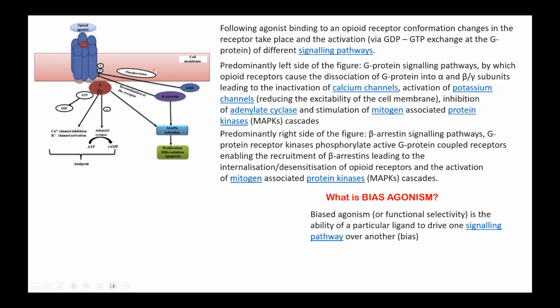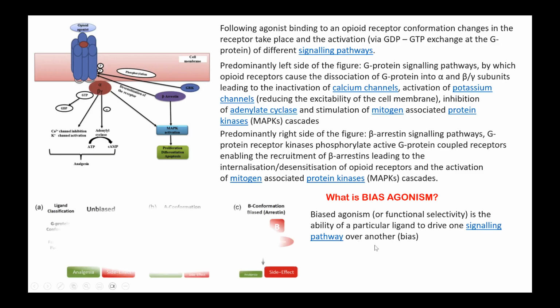On the contrary, some drugs have a majority effect on the right-hand side, beta arrestin stimulation, which may result in the other effect, and that is what is called biased agonism. Whether it purely or mostly stimulates the analgesia component or the non-analgesia component is what is called biased agonism, which is a new term introduced recently.